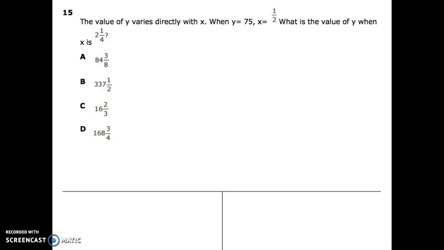15. The value of y varies directly with x. When y equals 75, then x equals 1/2. What is the value of y when x is 2 1/4?